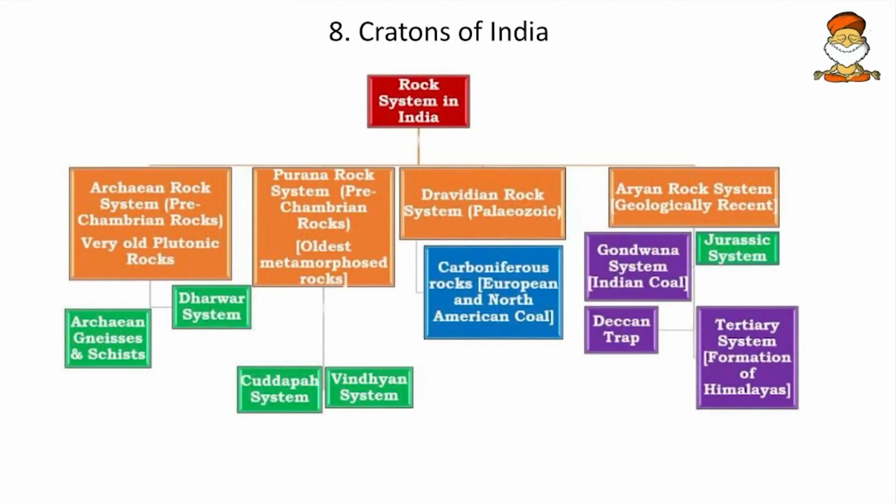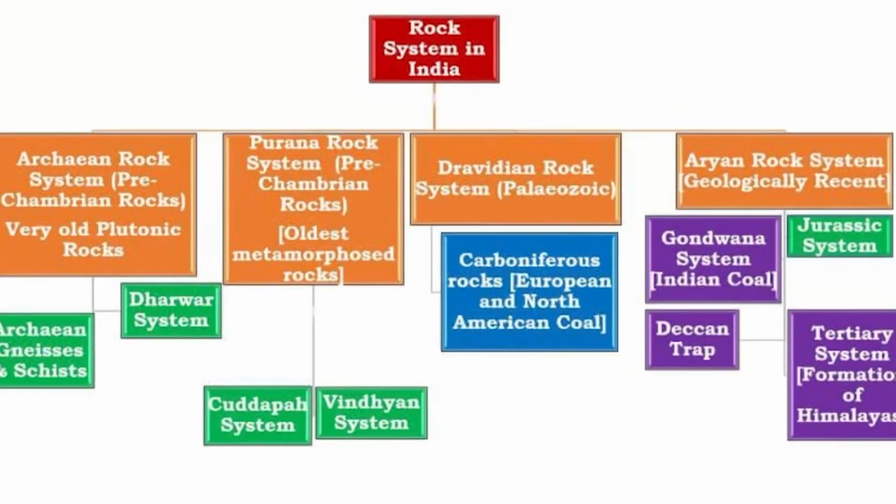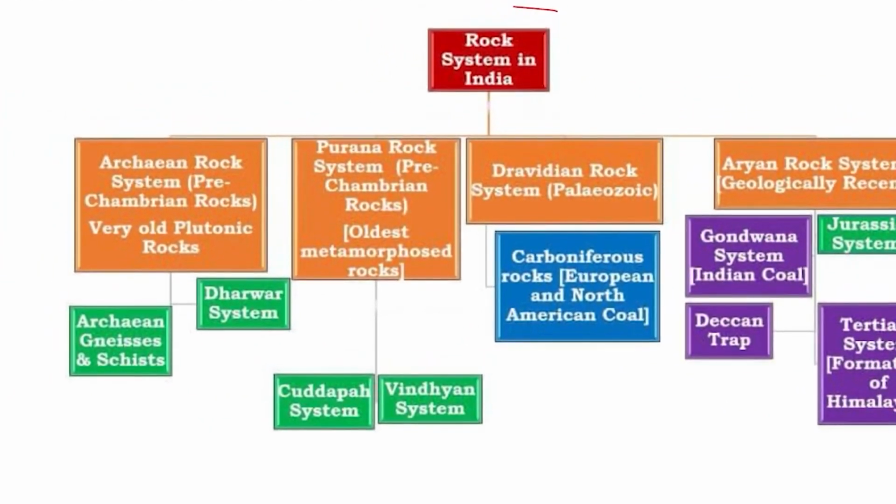Then cratons of India. Friends, craton means the oldest rocks. So here we have so many old rocks in India, and those rock systems are called cratons. Say for example the Archean rock, which means rock present in the Archean age. Here we have the Archean gneiss, that is the Dharwad system, present in North Karnataka in the Hubli-Dharwad region. That is the Dharwad system of rocks. So they are present in Archean. You can remember it like Dharwad.